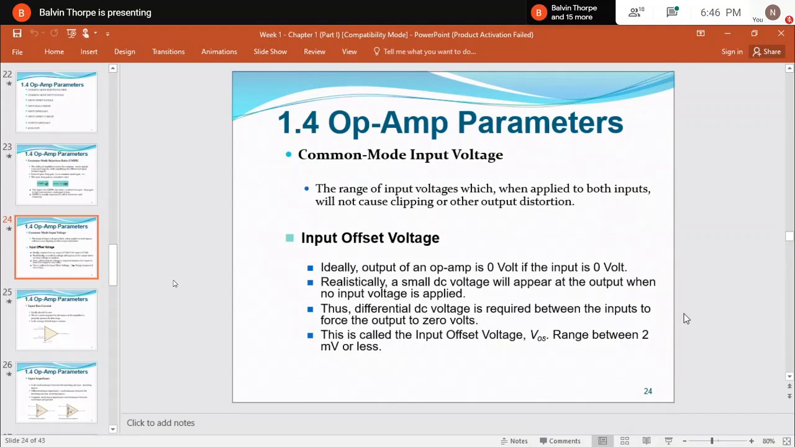So each operational amplifier will have its unique offset. What manufacturers have already done is they know what this is. So they'll tell you in their specification sheet that for this operational amplifier, the input offset voltage is X amount of volts, like 0.1 millivolt or something like that. So they will tell you. Follow me?